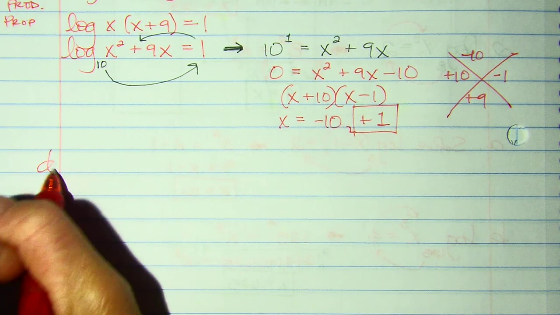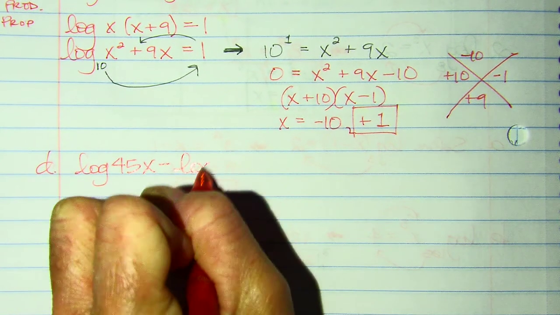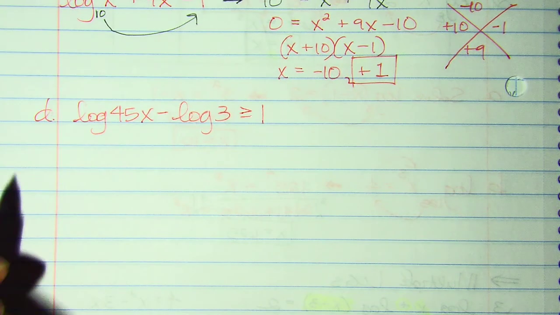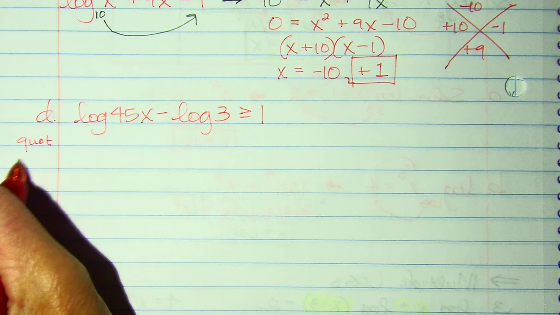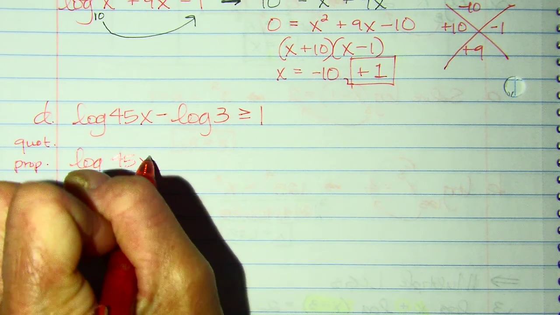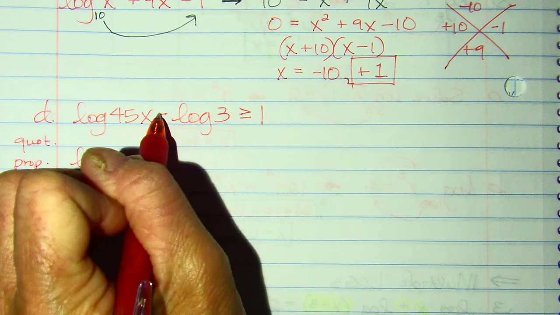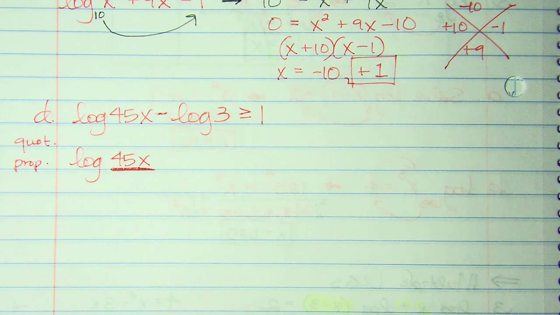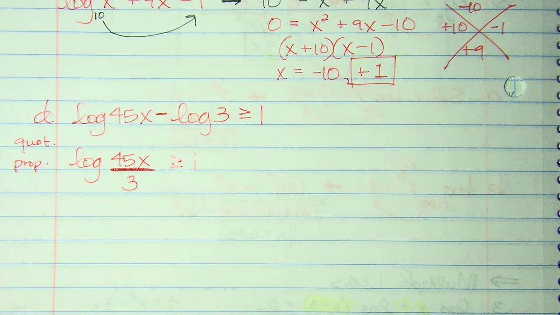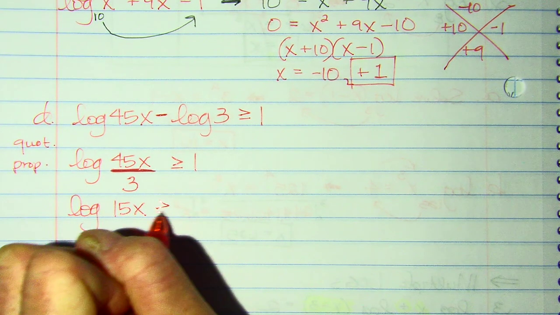Part D, solve the log of 45x minus the log of 3 is greater than or equal to 1. All right, so in this case, I'm using the quotient property, so the log of, because of the subtraction sign. Also, I remember that the quotient has a bar, and so does the subtraction, so I remember that they go together because they look alike. Divided by 3 is greater than or equal to 1. So I'm going to simplify this. This is the log of now 15x is greater than or equal to 1.